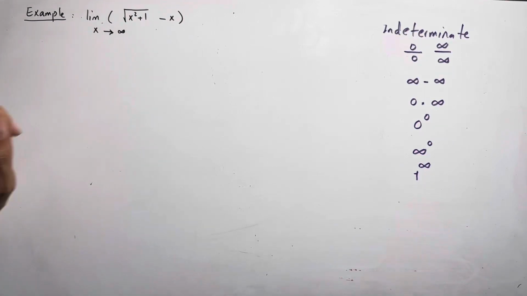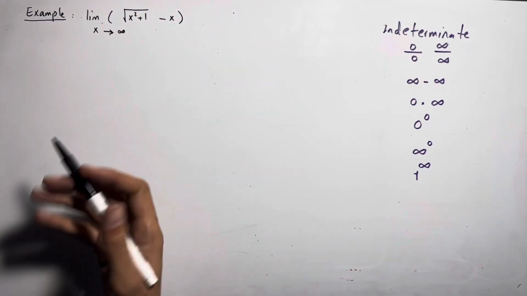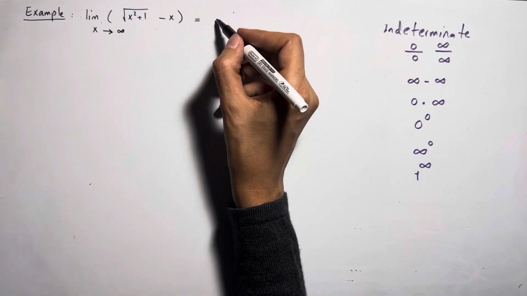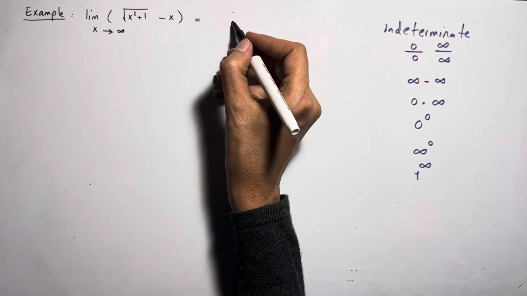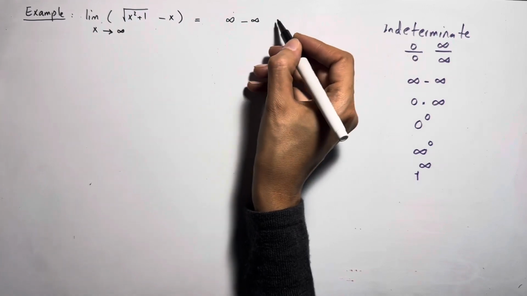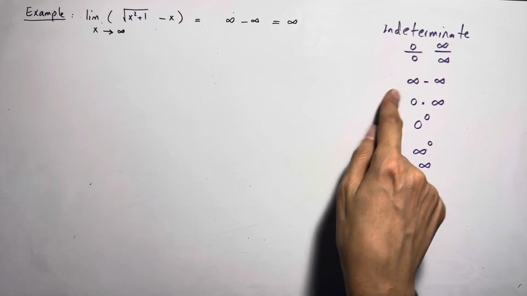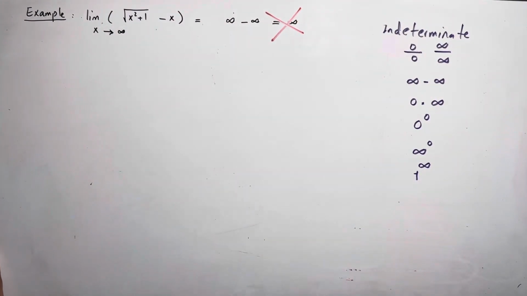Find the limit of square root of x squared plus 1 minus x as x approaches infinity. The common mistake is that students say, hey, I have square root of infinity squared, or I end up with infinity minus infinity and it is equal to infinity. Guys, this is an indeterminate form. You cannot simplify it as infinity. It's just a common mistake.